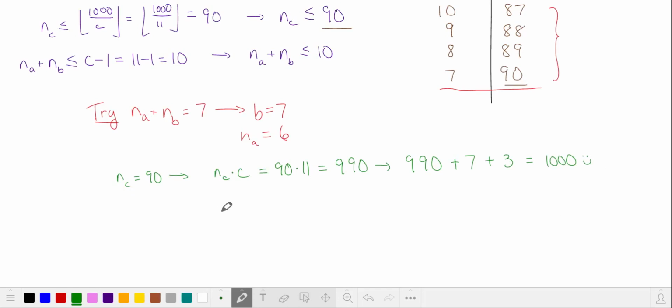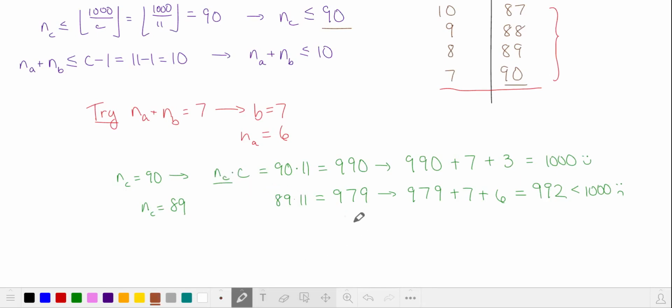Let's make sure that we can't do this with fewer stamps, because we need to minimize NA plus NB plus NC. So let's see if we can get 1,000 cents with just 89 11-cent stamps. This gives us 979 cents worth of postage. If we add in our 7-cent stamp and all 6 of our 1-cent stamps, we get 992 cents, which doesn't cover all the postage that we need. So indeed, our minimum value of NC is 90.